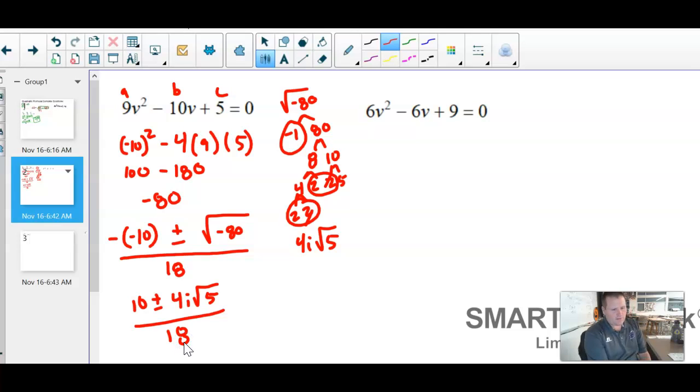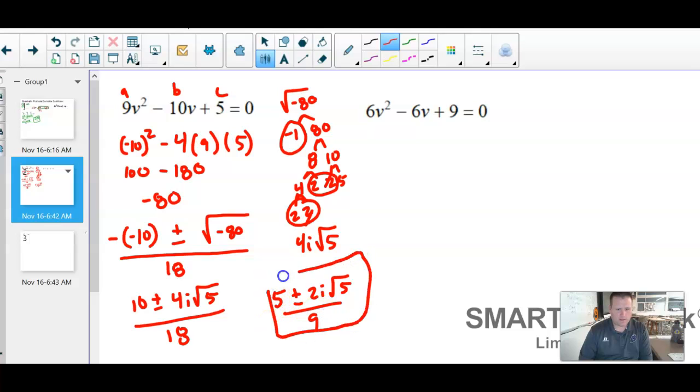This is correct. If you want to leave it like that, that's fine. Some people say, well, I've got this 10, this 4, and this 18. I don't care about what's inside. I only care about what's outside here. And 2 goes into all of them. So this would actually be 5 plus minus 2i square root of 5 divided by 9. And you could actually leave your answer like that as well. So either way, if you don't take that last step, it's okay. You're actually good and correct in what you should have.